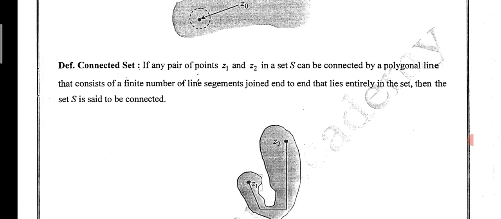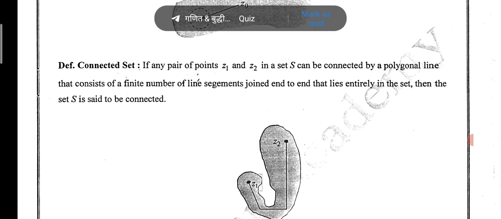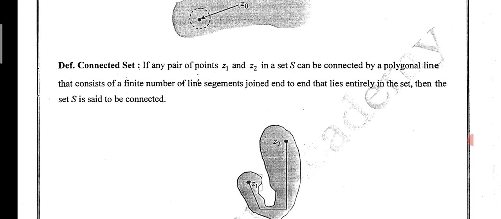We move to the next definition, that is connected set. If any pair of points Z1 and Z2 in a set S can be connected by a polygonal line that consists of a finite number of line segments joined end to end and lies entirely in the set, then the set S is said to be connected. It is called a connected set.